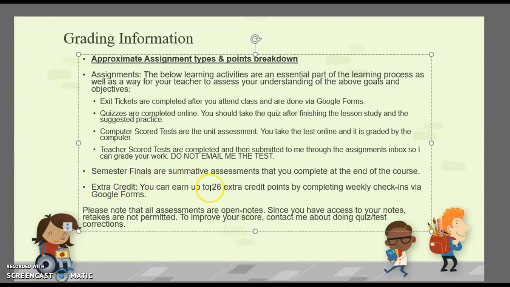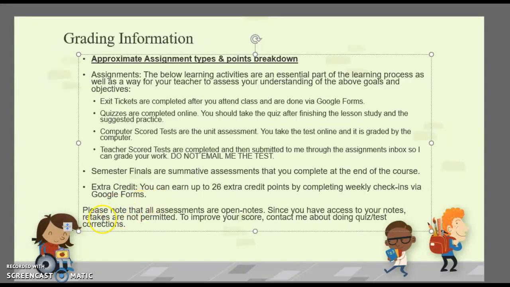I do have lots of extra credit. So you can earn up to 26 extra credit points by completing weekly check-ins via Google Forms. And those are available every Friday and only on Friday. Okay, and it's basically a way for you to gauge where you're at in the class, what have you done, and what can I help you with. Okay, and it's a way for us to keep communication open as far as how you're doing and how you feel you're doing, and keeping you on track with assignments.